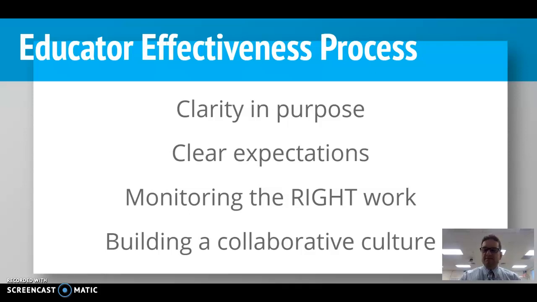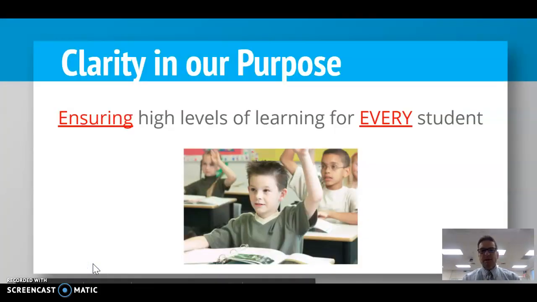The process is making sure that first and foremost we are all aware that observations are a part of this process, that being a member of team is part of this process, that being engaged in the right work is a part of this process. The goal of the educator effectiveness piece at Fossil Ridge and in the Washington County School District are the same. The purpose, the reason that we go through this process, is to ensure that we have high levels of learning for every student going on at Fossil Ridge Intermediate School.